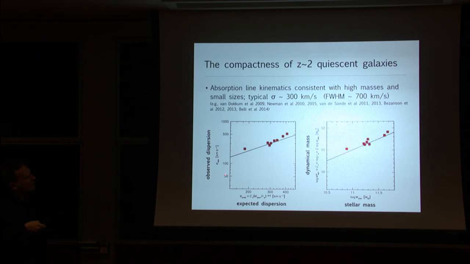But here on the vertical axis is the observed dispersion. So the actual measured velocity dispersion. And this is the expected dispersion based on the masses and the sizes, right? And the galaxy I just showed is one of these points. And there's a nice correlation. You can derive a dynamical mass, of course, versus stellar mass. It's just a projection of the same plot.